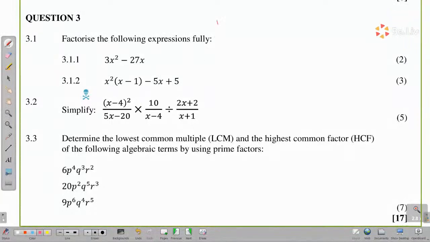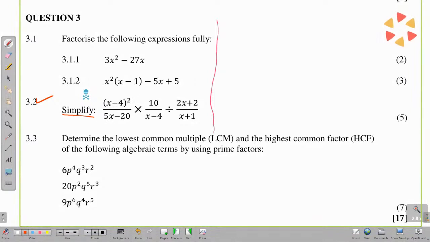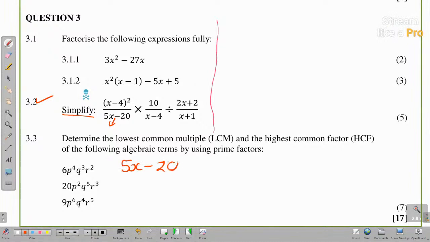Now, the next question that I have here is this one. 3.2, they want us to simplify. It says x minus 4 squared over 5x minus 20. So that's the part there. What is 5x minus 20? I'm just going to work it down here. 5x minus 20. It still works on factorization.